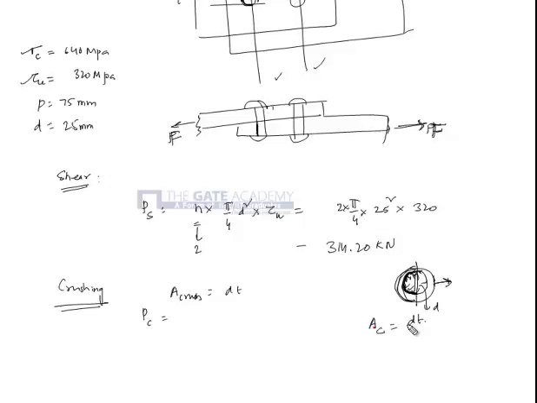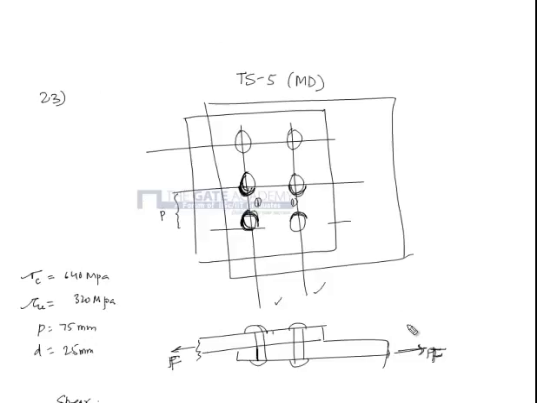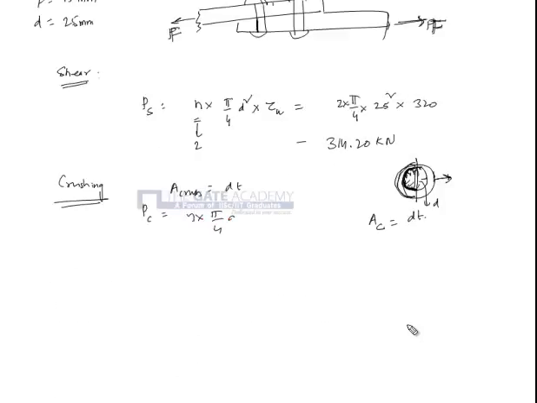Okay, so now how many rivets share the crushing load P? That will basically be this and this, but per pitch length it will be half of the one rivet here and the one rivet here. So there are again two rivets. So the crushing load is N into d t into sigma c.